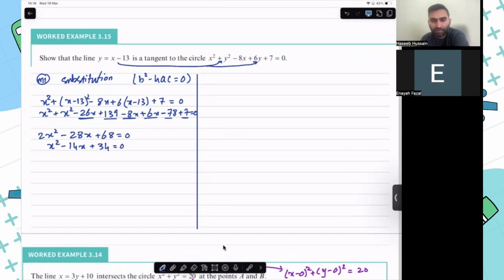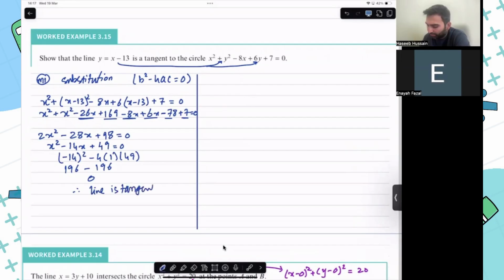There seems to be an issue here. x square minus 26x, the 169 is what it should be. 169 minus 78 plus 7 is 98. Divide by 2, that's 49. So the equation is x square minus 14x plus 49. Now b squared minus 4ac: 14 square is 196, and minus 196 is 0. Therefore, the line is tangent to the curve.